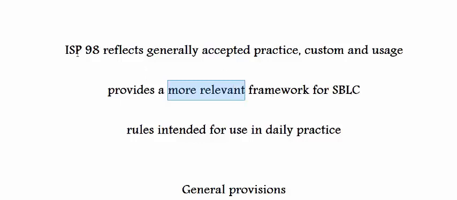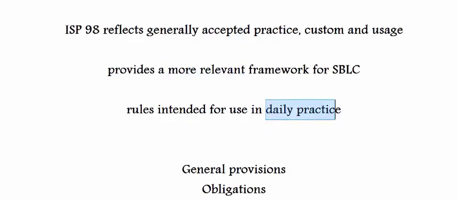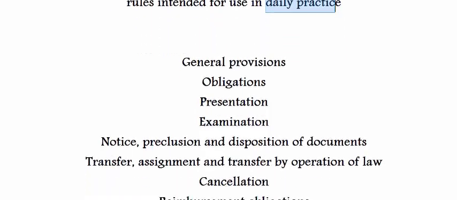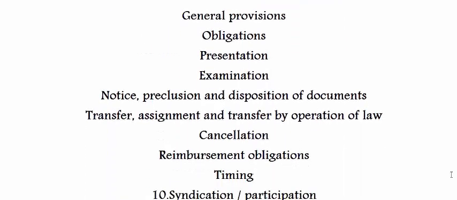And these ISP 98 are the rules intended for use in the daily practice of standbys. Standbys are contingent payment mechanisms. What does the ISP 98 involve? ISP 98 is split into 10 chapters. First is general provisions, just like the definitions and interpretations of UCP 600. Then we have the obligations, what the issuing bank is obligated to and what others are, just like we have an issuing bank confirming obligation.